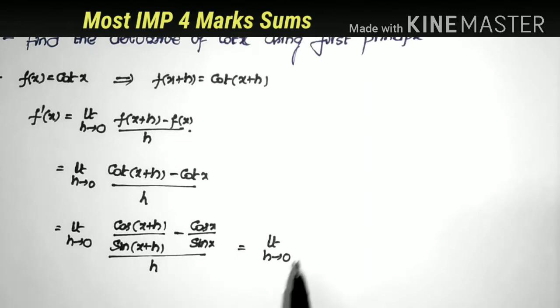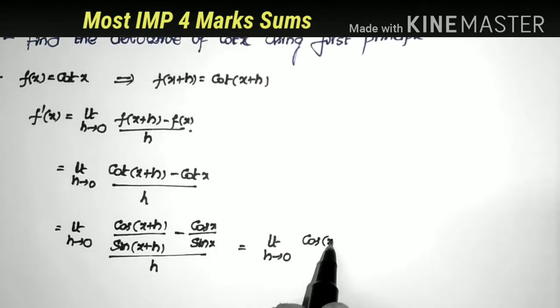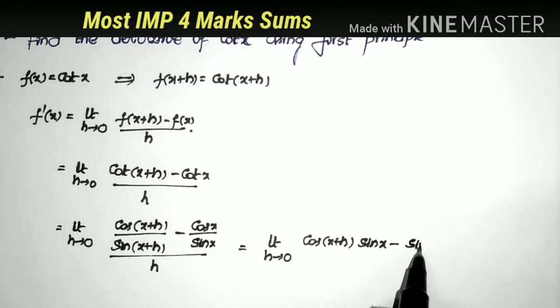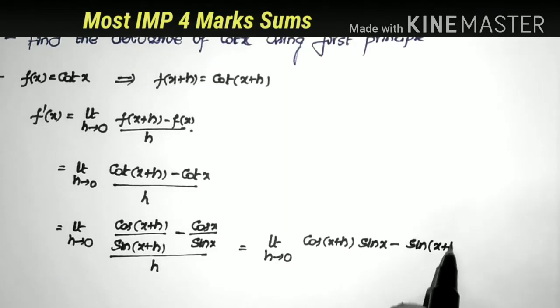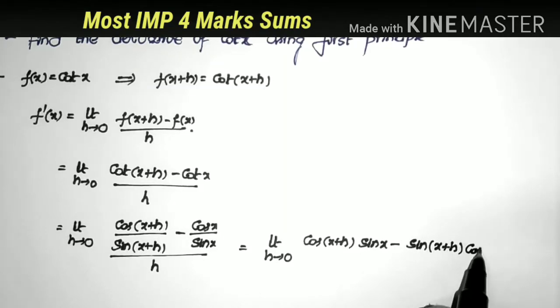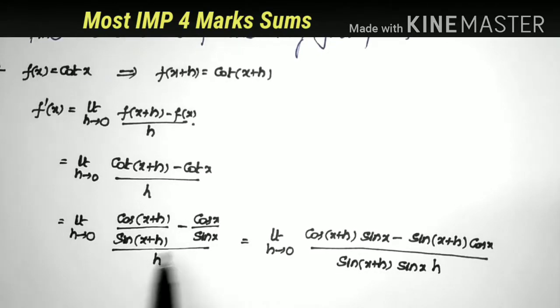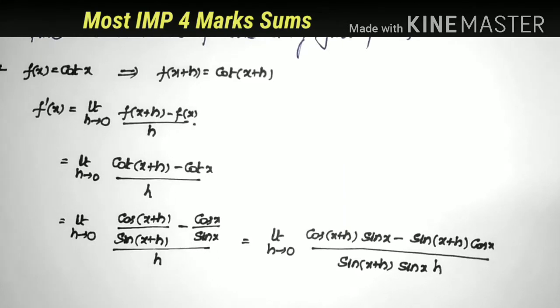And this is equal to limit h tends to 0. Now taking LCM here. So what is the first value? Cos of x plus h into sin x, minus sin of x plus h into cos x, whole by. Now what is the denominator value here? The denominator is sin of x plus h into sin x into h. Just taking all the three values in a single denominator: sin of x plus h into sin x into h.